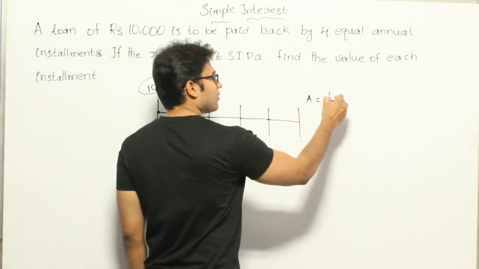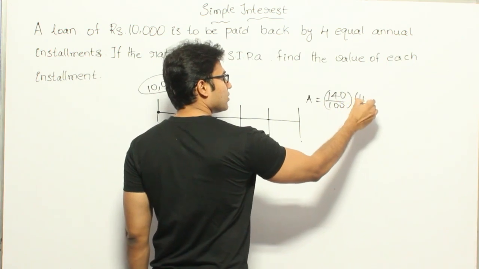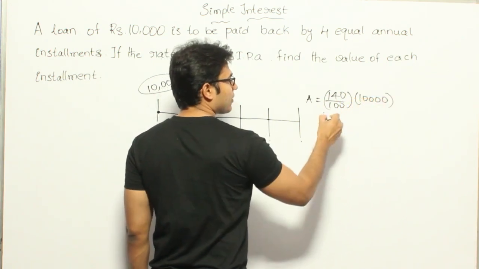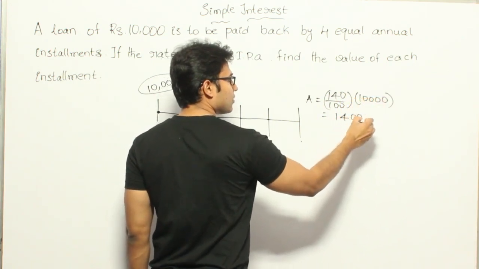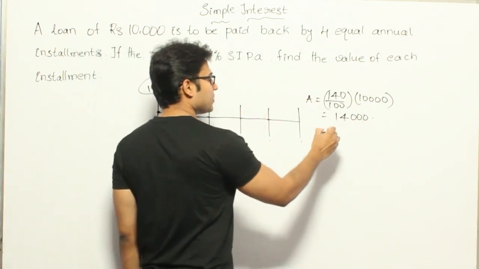So 140 by 100 into 10,000. Now you are going to get 14,000. Now if you want to see how we got this, you could also apply the formula.